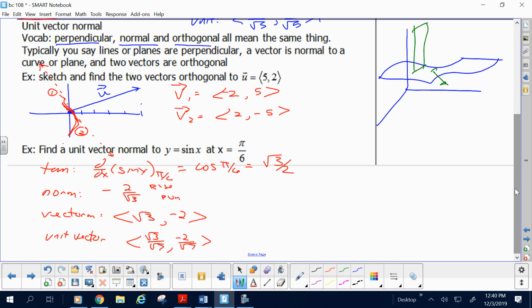What if your answer wasn't there? What if you didn't see that combination? What's another possibility? They could simplify. I was thinking more like sign. What's another sign combination? Negative root 3 over root 7, and 2 over root 7. Yes, that was the negative on the horizontal component.